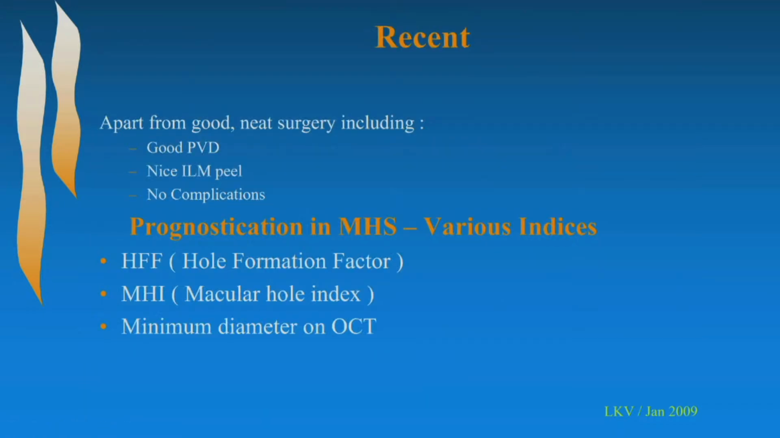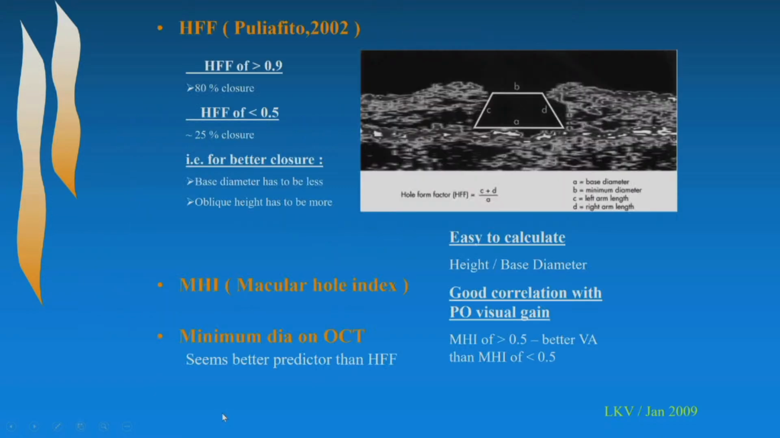A lot of indices have been given in books, which are known as hole formation factor, macular hole index, and minimum diameter on the OCT. You should know these indices because you could be asked sometimes. And what is hole formation factor, which was given by Puliafito from Boston, is that you take the lateral, C and D, add C plus D, and then divide by the basal diameter, C plus D upon A.